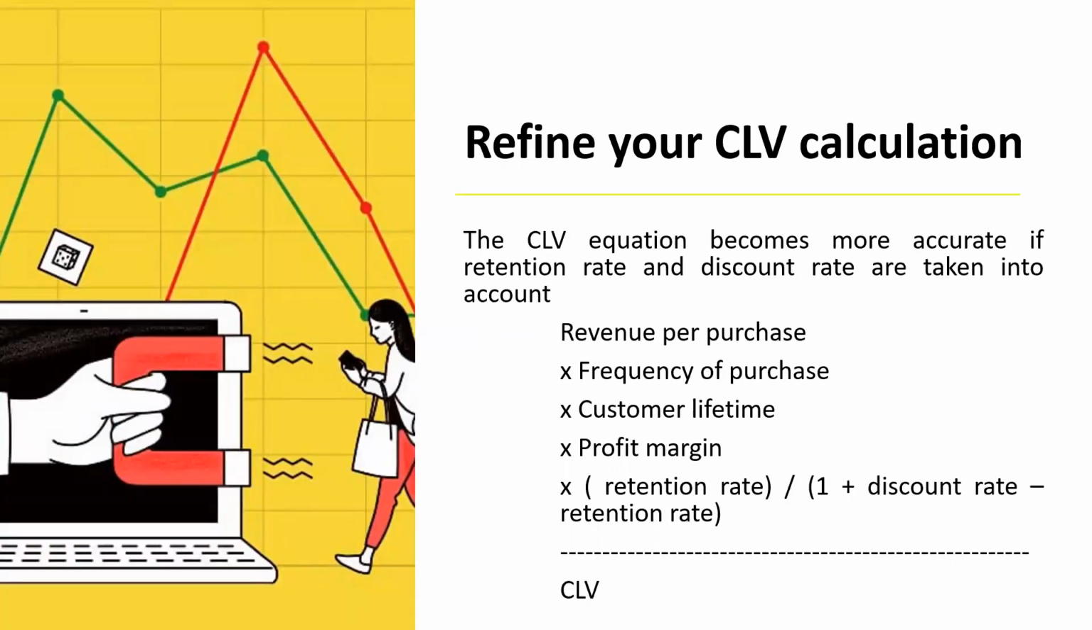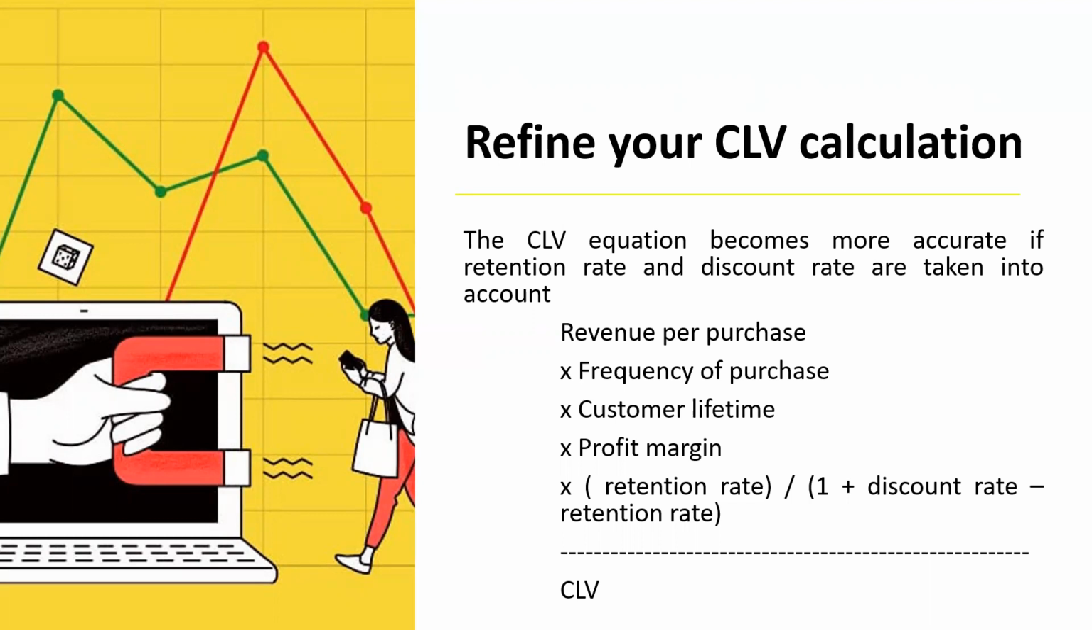So I'm slightly making a calculation change like this, to make it more accurate. I'm saying I'm going to use the retention rate divided by 1 plus discount rate minus retention rate. This I'm using along with other values to bring down the total calculation of customer lifetime value to a more closer realistic value.